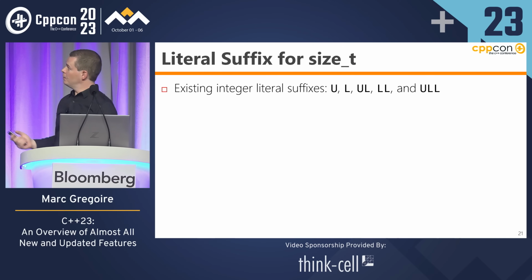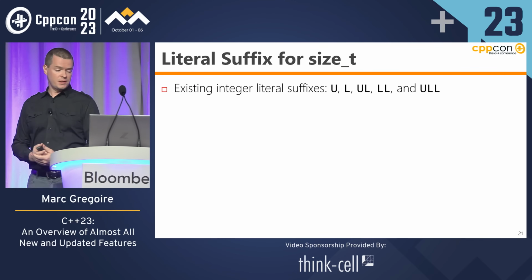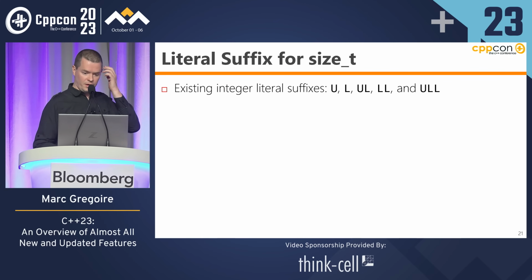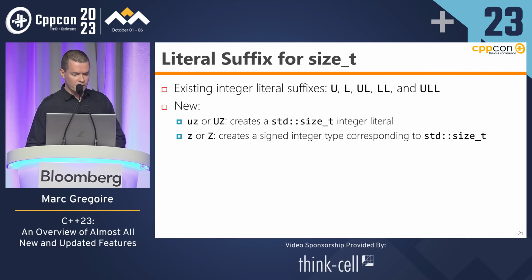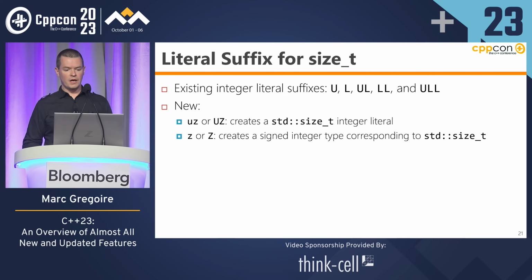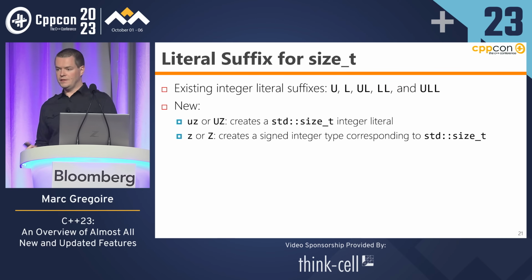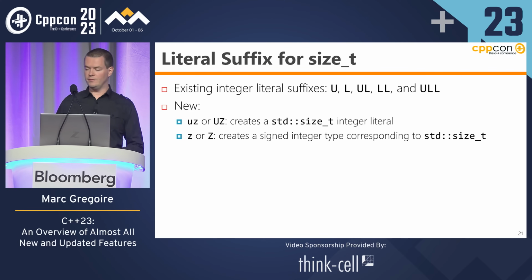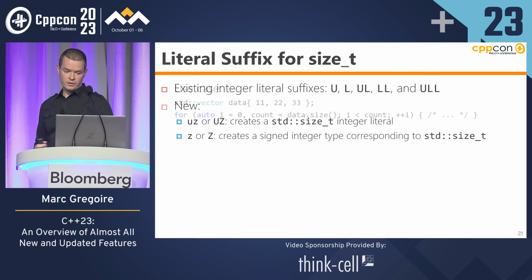So these integer literal suffixes have been there for a long time. You have u, l, ul, and so on. New in C++23 are the following two: uz and z. uz allows you to make a size_t integer literal, and z creates a signed integer type that corresponds to size_t. Well, let's look at an example.